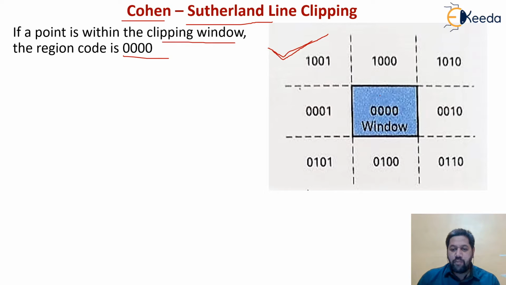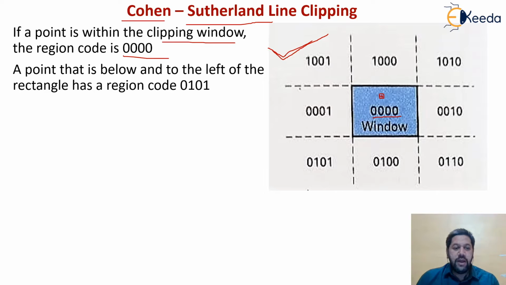Okay, suppose this is my point, this is my pixel. Obviously this point is inside this window, and inside means it is not outside the left, not outside the right, not outside the bottom, not outside the top. So what is going to happen in this case? Its value will be 0 0 0.